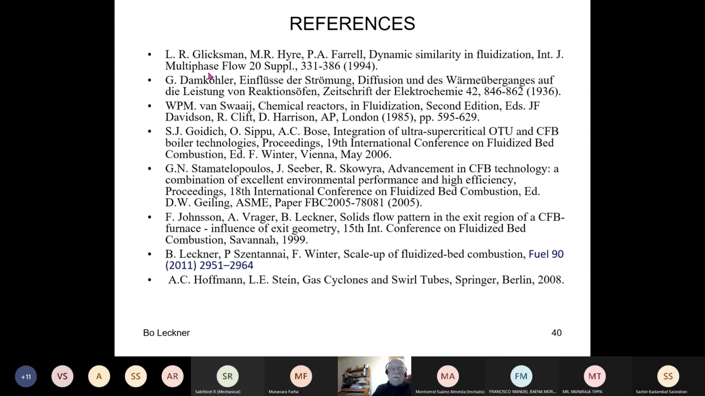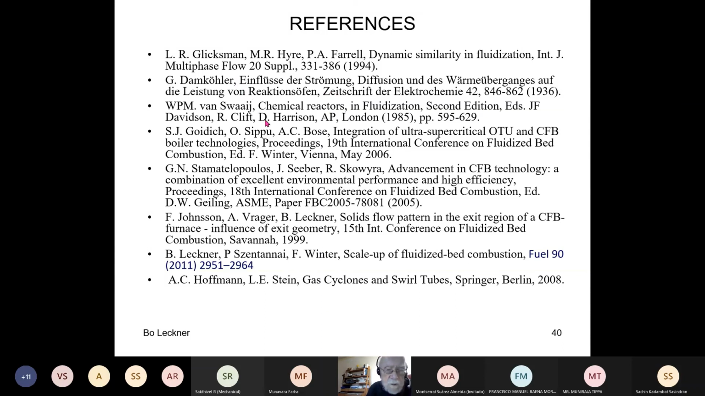Yeah, the literature. Glicksman is where you find the fluid dynamic scaling. Very good explanation to the details of scaling. So I would like to refer to this. And here you have the Damköhler work, publication 1936, unfortunately in German. But if you have a translation program, perhaps you can translate it. It's very good, and it's also a remarkable piece of work.